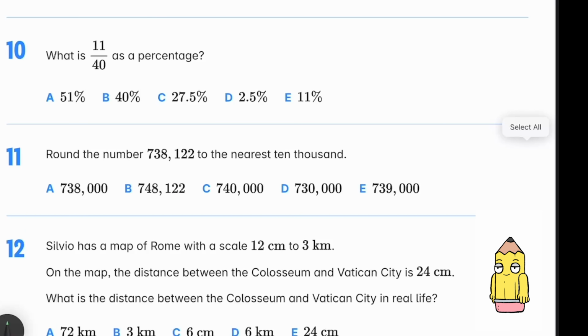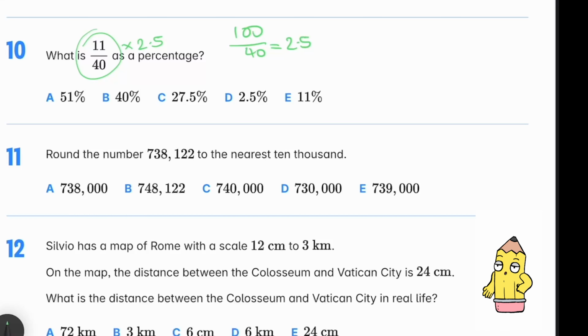Question 10. What is 11/40 as a percentage? Now, percentages are fractions with 100 in the denominator. So we need to find an equivalent fraction of 11/40 with 100 as a denominator. So to do this, we'll just do 100 divided by 40, which is 2.5. So to build our equivalent fraction, we need to multiply 11/40 by 2.5.